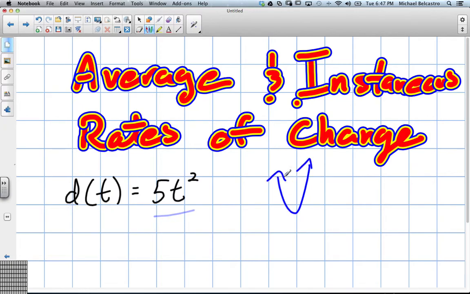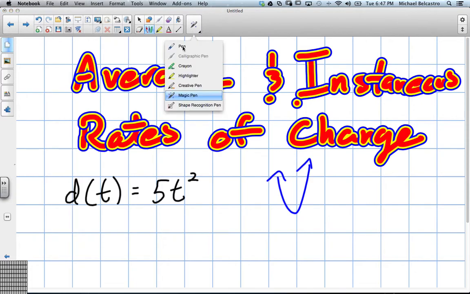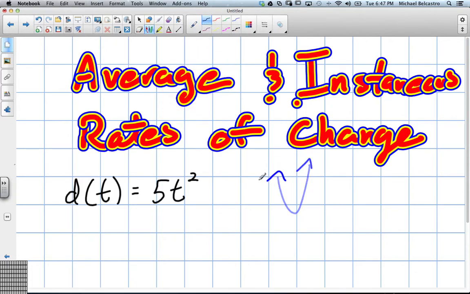So heading upwards, okay? Let's say we want to find the average rate of change between the times of, maybe 0 and 2, okay? Which essentially would be our t or x values in this case.